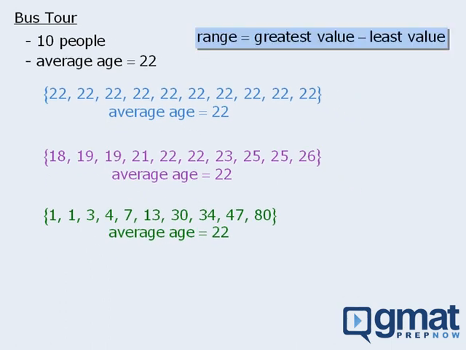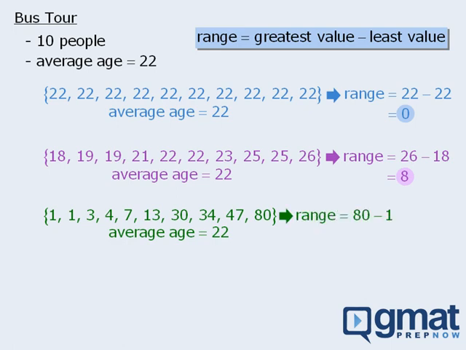One way to measure this is to use the range, which is equal to the largest number in the set minus the smallest number. So for the first set here, the range equals 22 minus 22, which is 0. For the second set, the range equals 26 minus 18, which is 8. And for the last set, the range equals 80 minus 1, which is 79. So as you can see, knowing the average value and the range gives us a better idea of how a certain population looks.